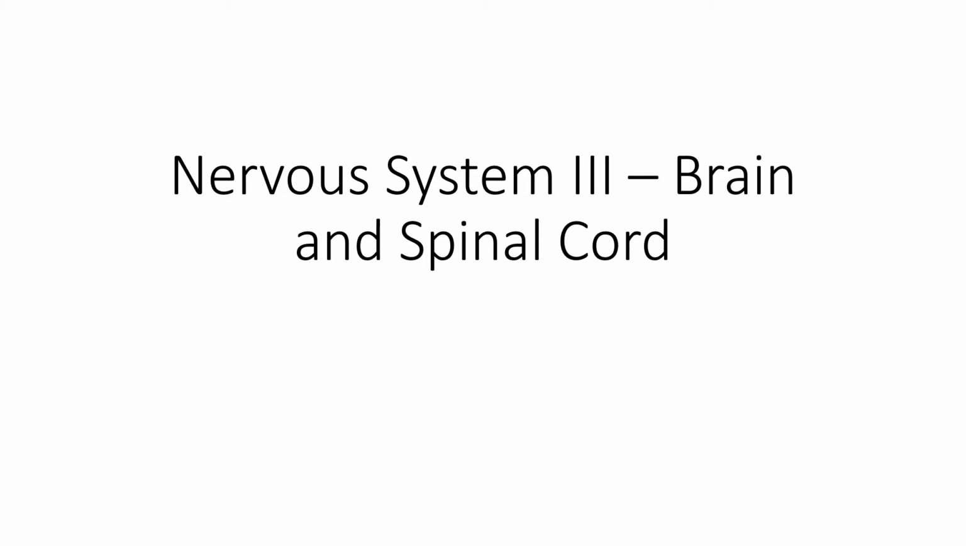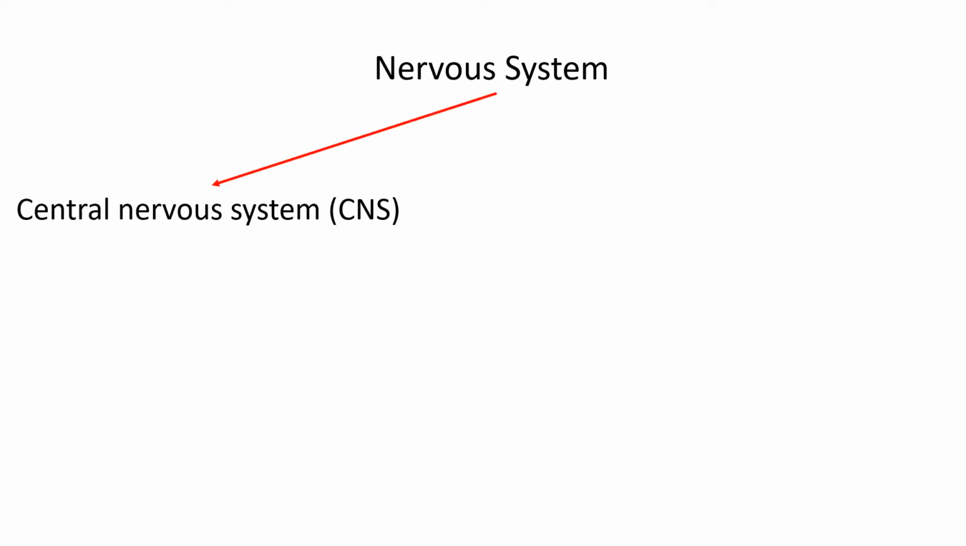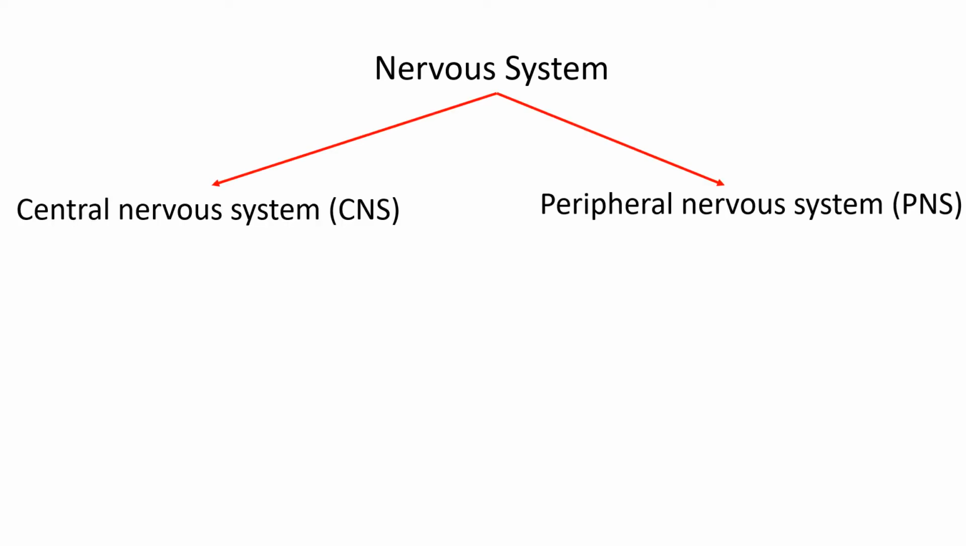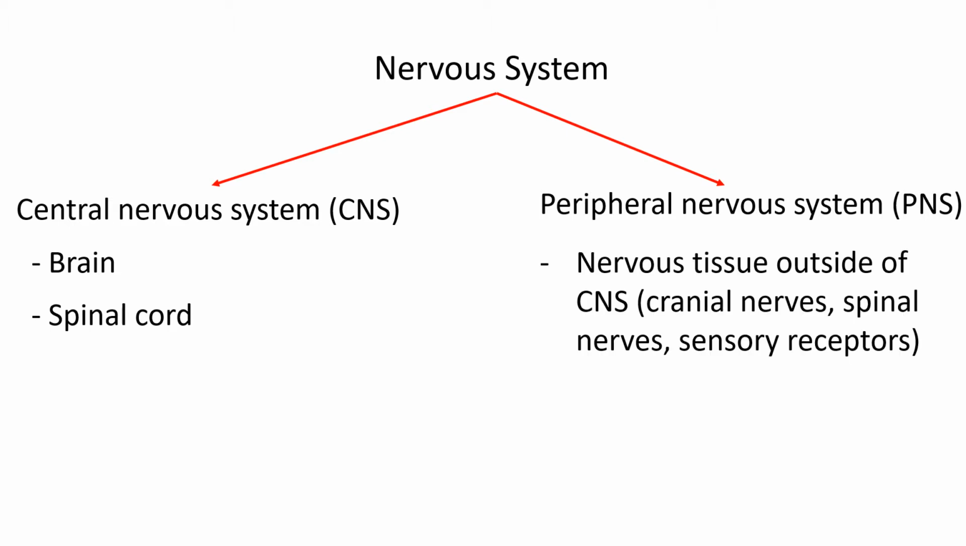In this presentation, I will cover anatomy and physiology of the brain and the spinal cord. From an anatomical point of view, the nervous system is divided into central nervous system and peripheral nervous system. Central nervous system is composed of brain and spinal cord, whereas peripheral nervous system is composed of nervous tissue outside of the central nervous system. And in this video, I am only focusing on the central nervous system.